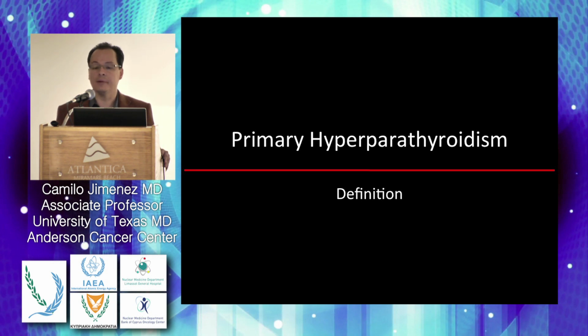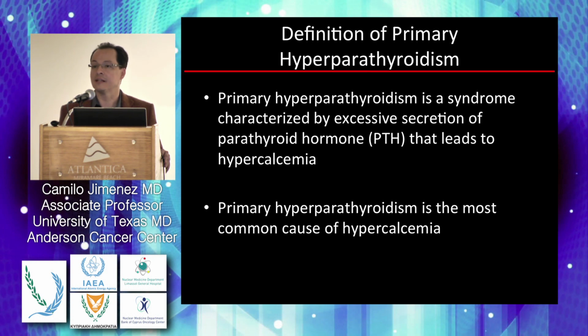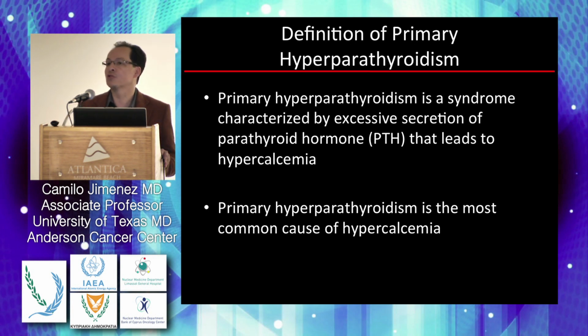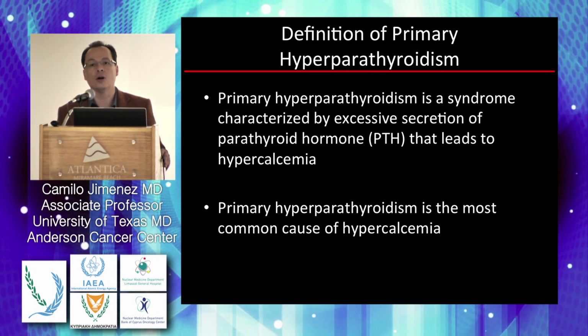Now, primary hyperparathyroidism is the most common endocrine disorder that we see in clinical practice in this particular endocrine system. The definition of primary hyperparathyroidism is that of a syndrome characterized by an excessive secretion of parathyroid hormone that leads to hypercalcemia. Primary hyperparathyroidism is the most common cause of hypercalcemia that we have in clinical practice, and is one of the top 5 endocrine conditions in clinical practice, at least in the United States and many other countries around the world.